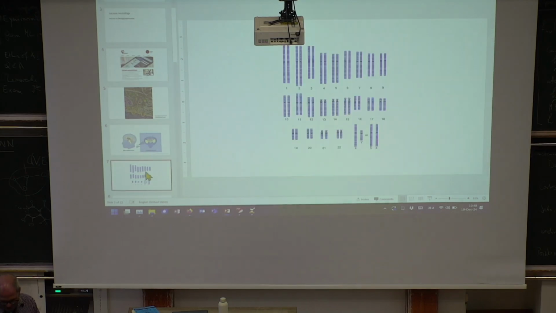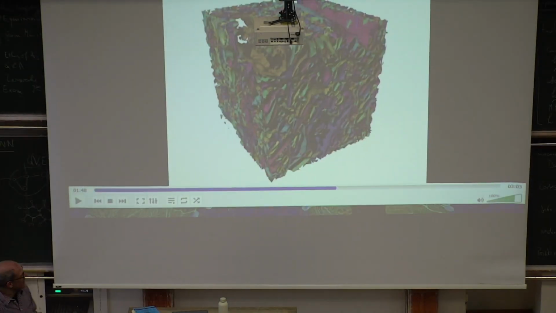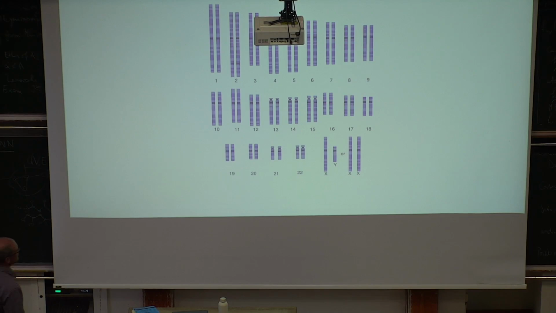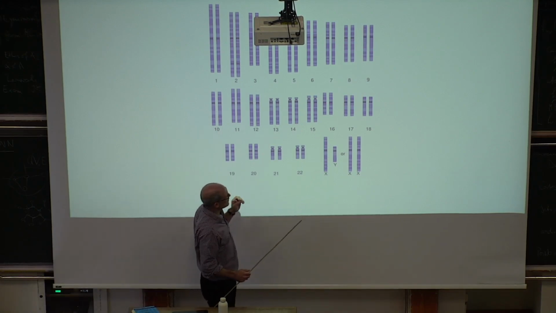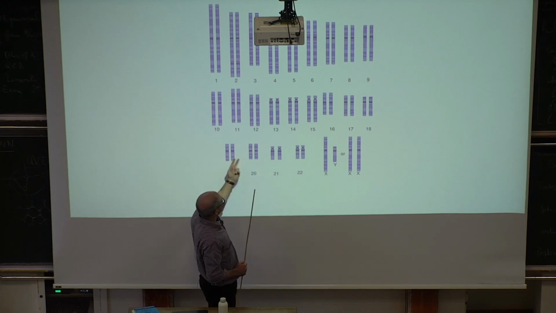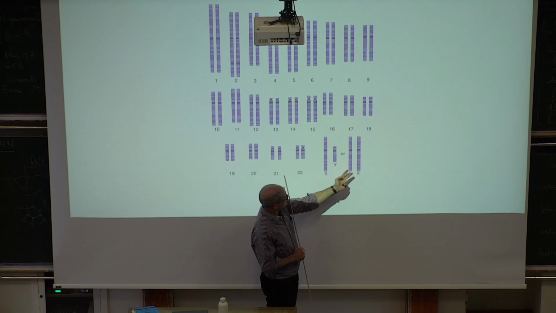It has to do with this. So here we see schematically the chromosomes of human beings. We have 2 copies of each chromosome. And then if we are female, we have XX, and if we're male, we have XY.